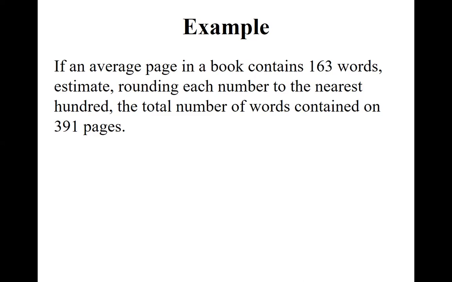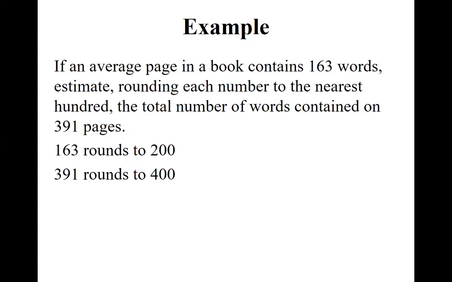163 words rounds to 200. 391 pages rounds to 400. 200 times 400 would be 80,000. 8 with 4 zeros. 2 times 4 is 8. And then 4 zeros that we left off make 80,000 words, which was a lot easier to get to, but again, is only an estimate. And that's it for this topic.